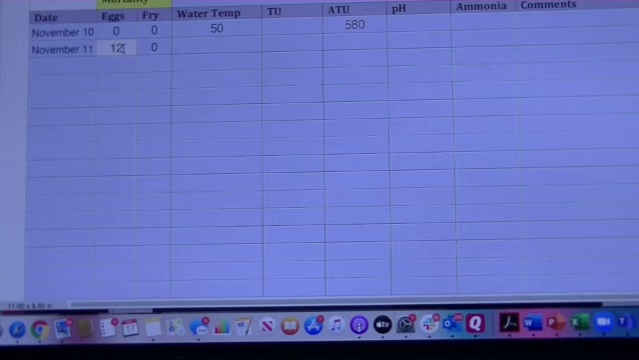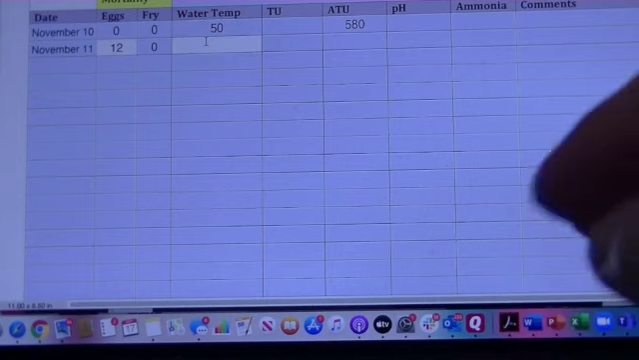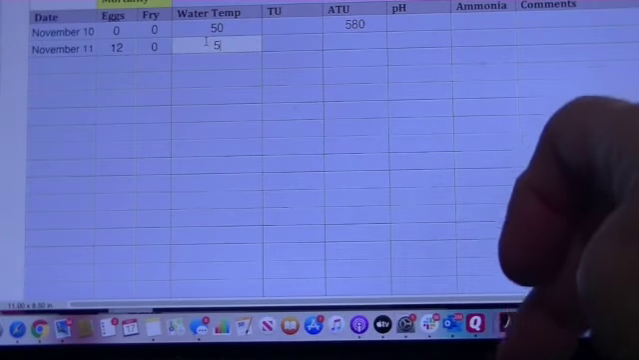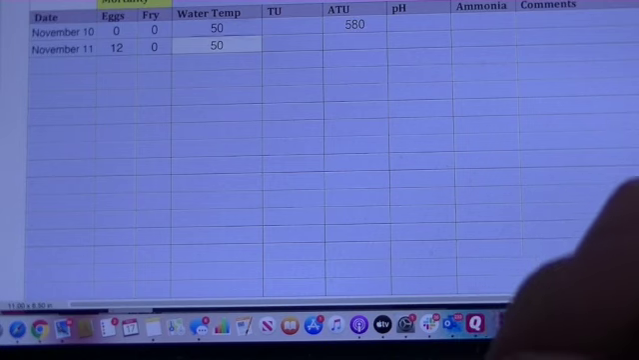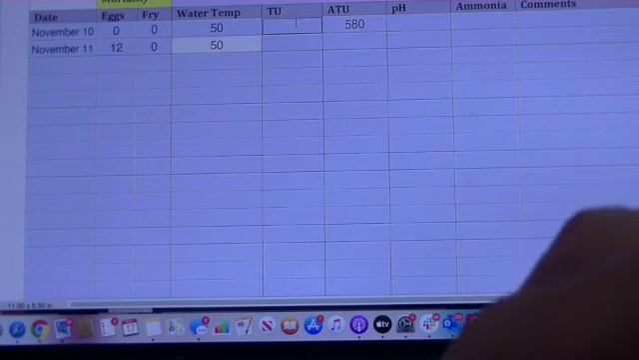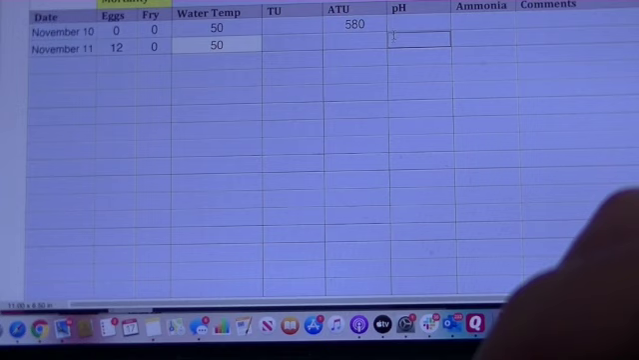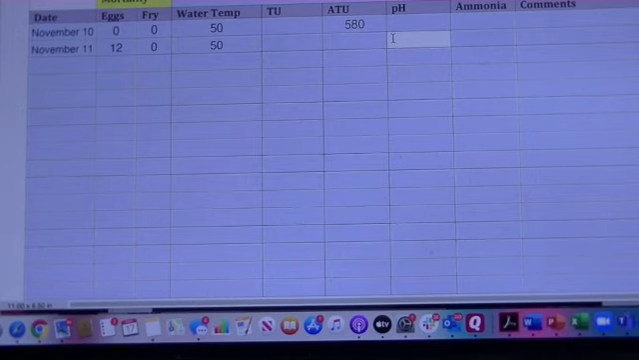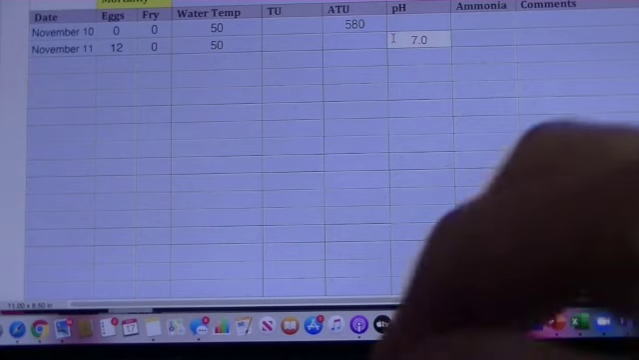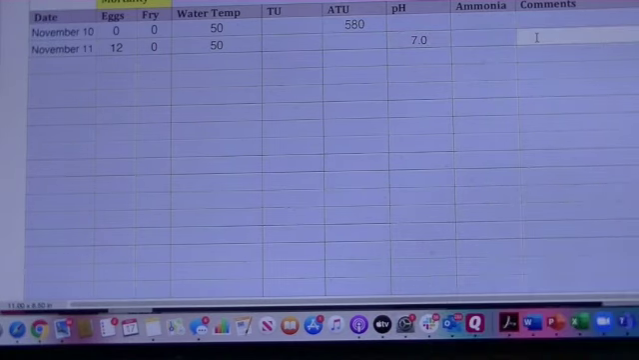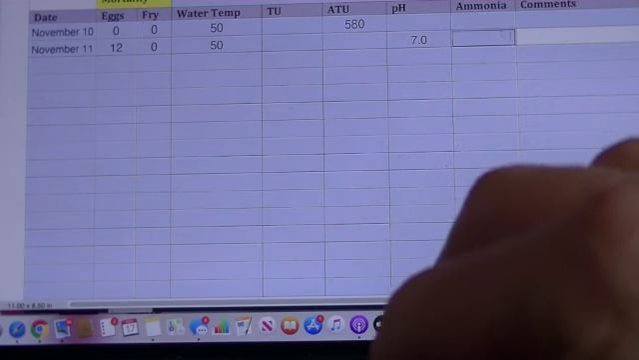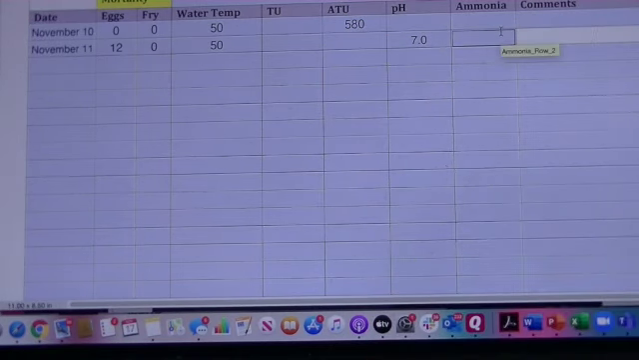Again, the fry is when the fish have hatched. We've had no fry yet. Our temperature, if you'll remember, yesterday we recorded was 50 degrees. So I'm going to put 50 in there. I'm going to come back to the temperature units in just a minute. Now, at the end of our testing, it was 7.0 was our pH, which was just about right. But one of the comments, and the ammonia, we have not recorded any ammonia right now. We'll start tracking ammonia after the fish have hatched.